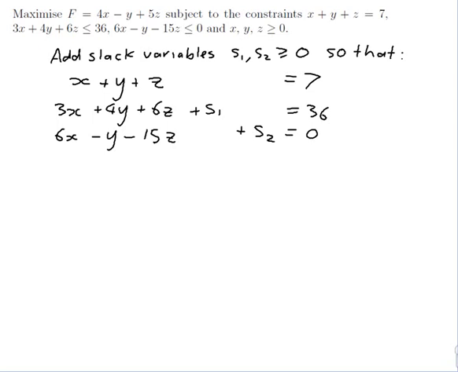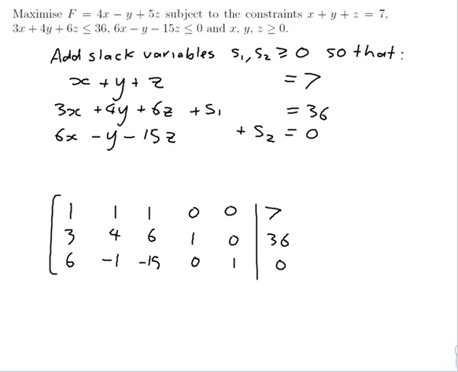Okay, so I've added my slack variables. What do I do now? Well, now I'd have to put them in a matrix and do various row operations to find the vertices. So I can make my matrix: 1 1 1 0 0 7, 3 4 6 1 0 36, 6 minus 1 minus 15 0 1 0. So that's the matrix that I need to do row operations on.